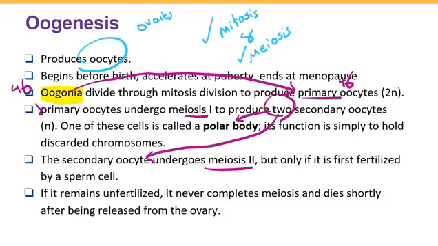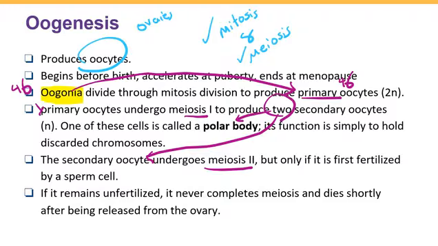We know that oogenesis starts before birth, is accelerated after puberty, and stops at menopause. What happens before birth? Before birth, inside of the ovary, we have many oogonia. These stem cells divide by mitosis to increase their number, and then they become primary oocytes. Both of these cells are diploid cells. They have 46 chromosomes.